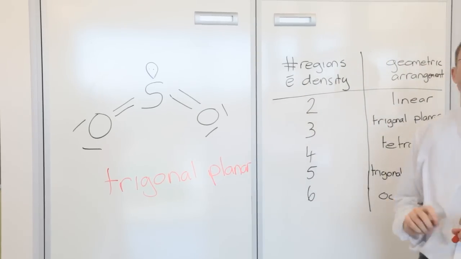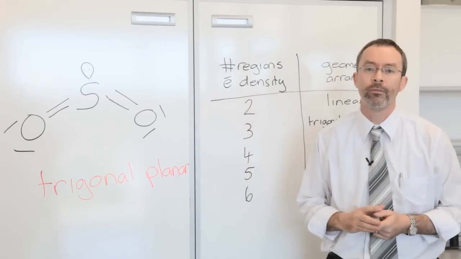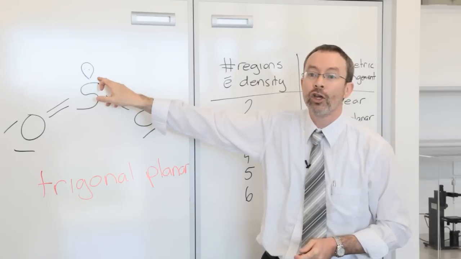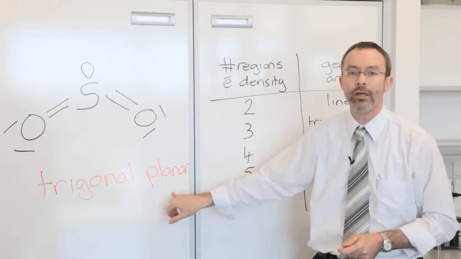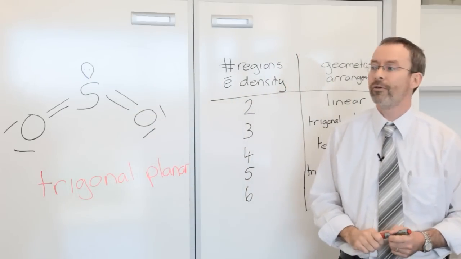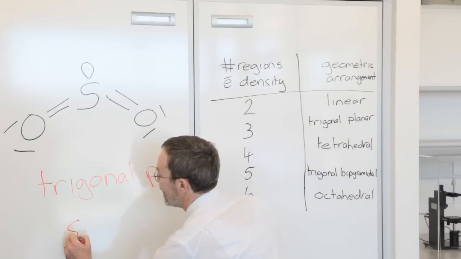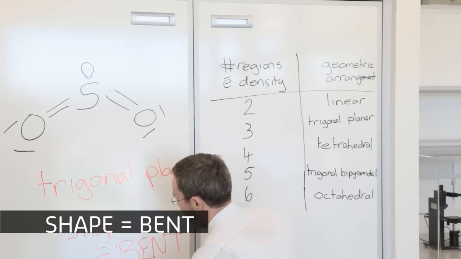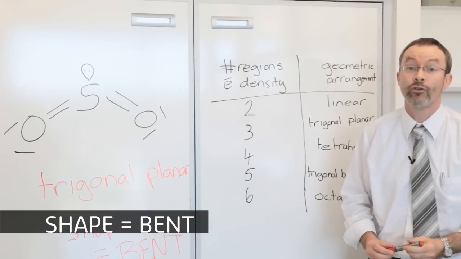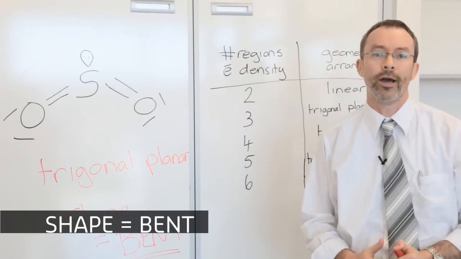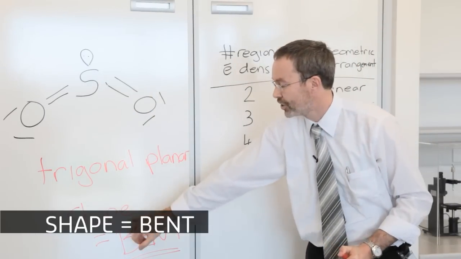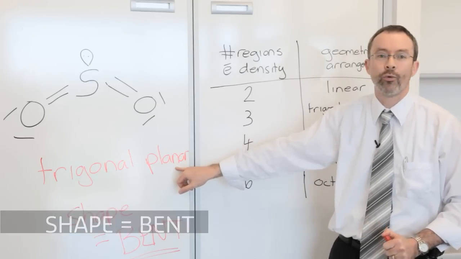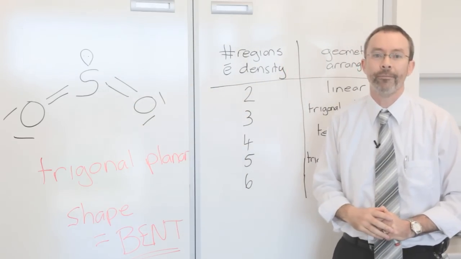However, the shape of the molecule is not trigonal planar. This non-bonding pair of electrons, this lone pair here, contributes to the arrangement of the electron density, but it does not contribute to the overall shape of the molecule, and the shape of the molecule is therefore bent, B-E-N-T. Doesn't sound very technical, but that's the word we use to describe the shape of sulfur dioxide. We discount the lone pairs for the shape of the molecule, but the lone pairs are critically important for determining the geometric arrangement of electron density around the central atom.